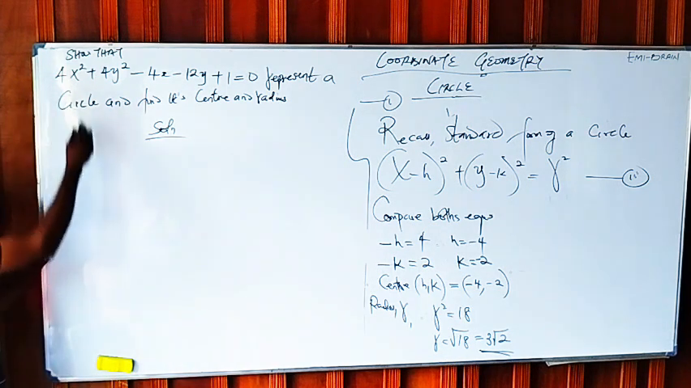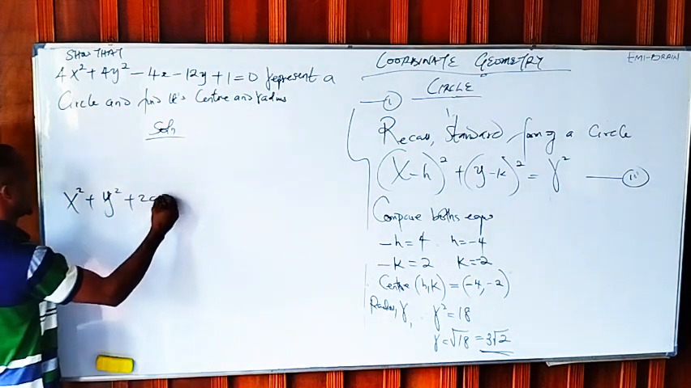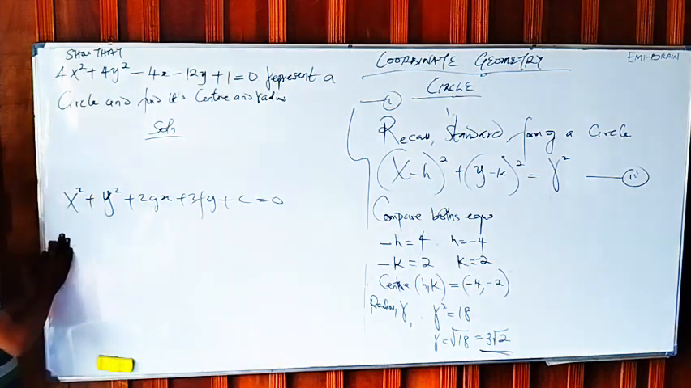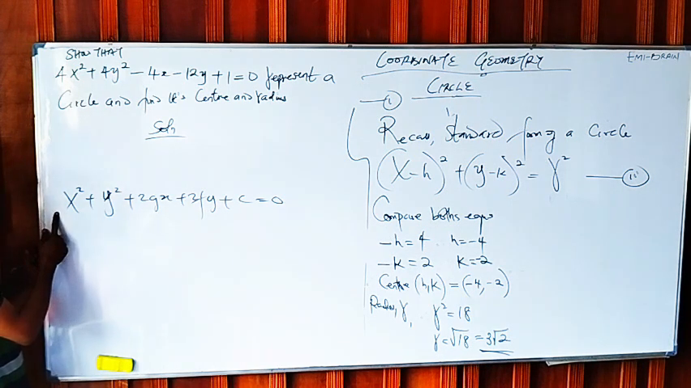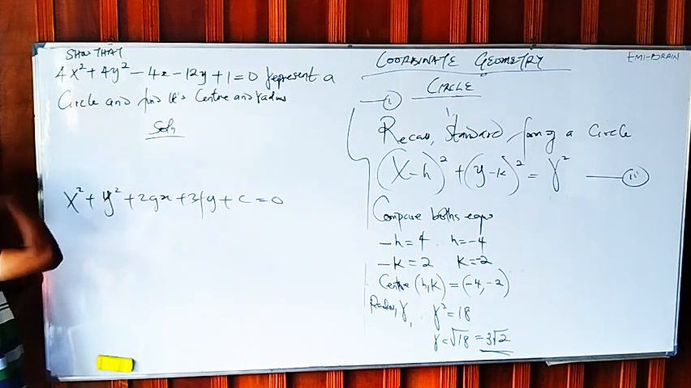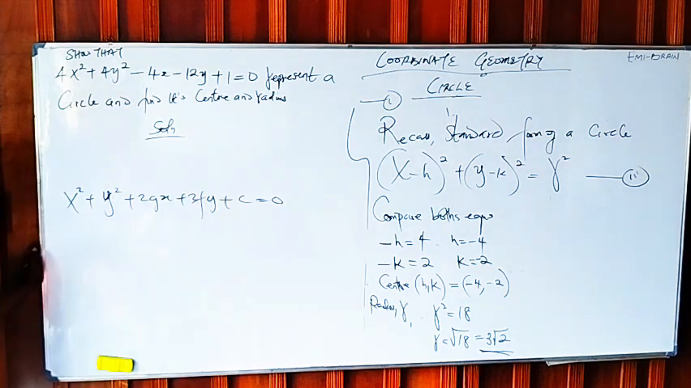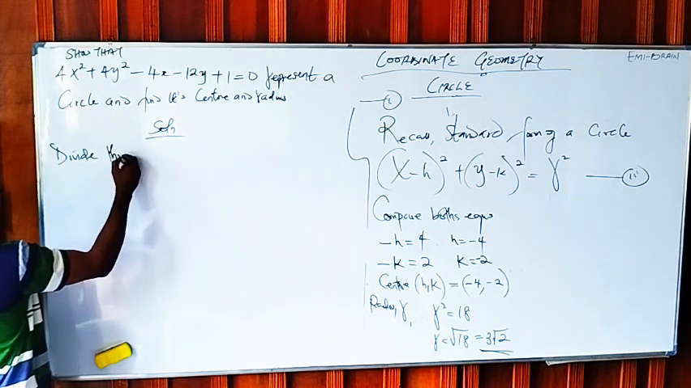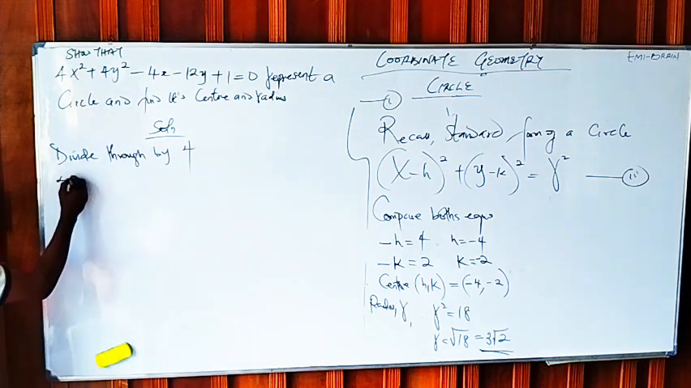Because I can't compare this with just x squared plus y squared plus 2gx plus 2fy plus c equals 0. They are not the same. Is it not? We have 4 here, and we have 4 here. So I can't compare. To make them the same, I have to divide by 4. Are you following me? So we divide through by 4.